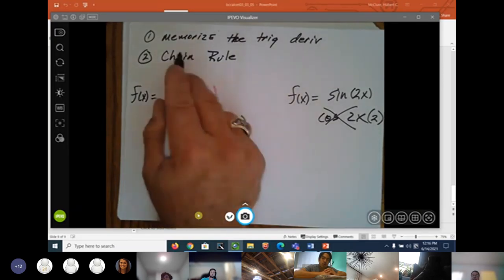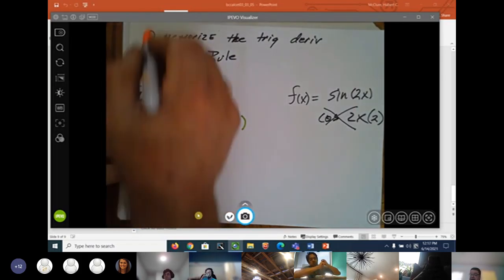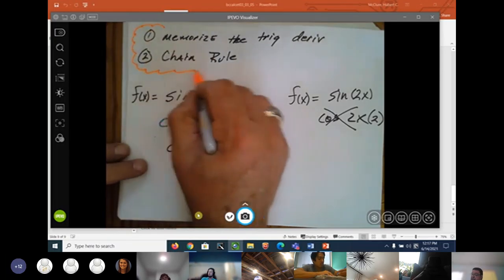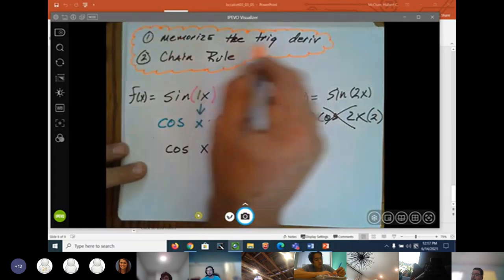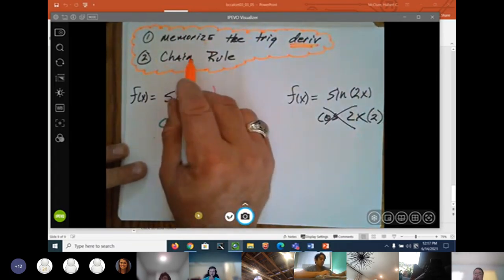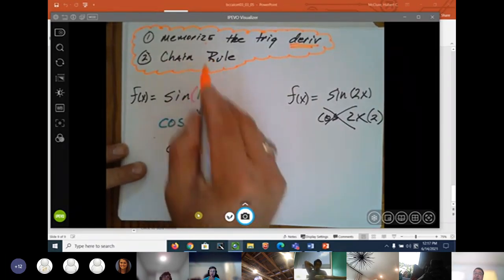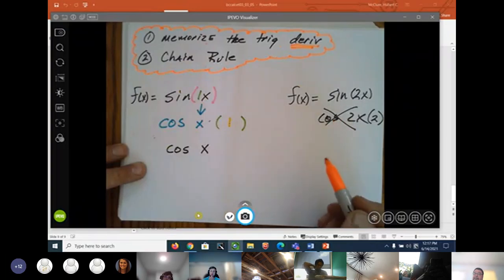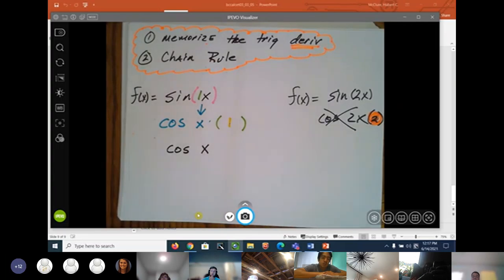Now, that's what I want you to remember. When you're doing the derivative of the trig function, same thing with logarithms, same thing with exponents, you not only have to do the actual derivative of the trig, but then you got to make sure you do the chain rule, even if it's 1, so you get in the practice of doing that. Okay, now that's the biggest thing I need to tell you about the trig rules.